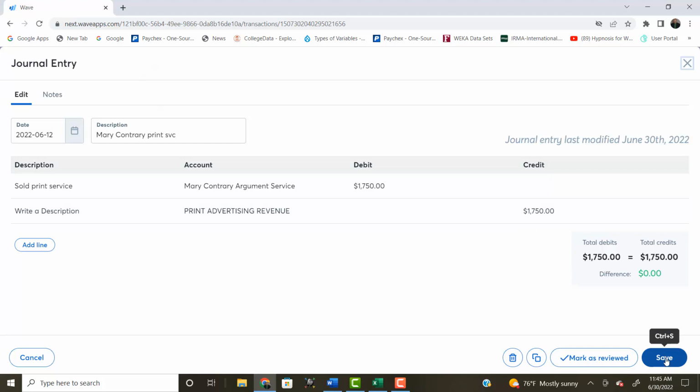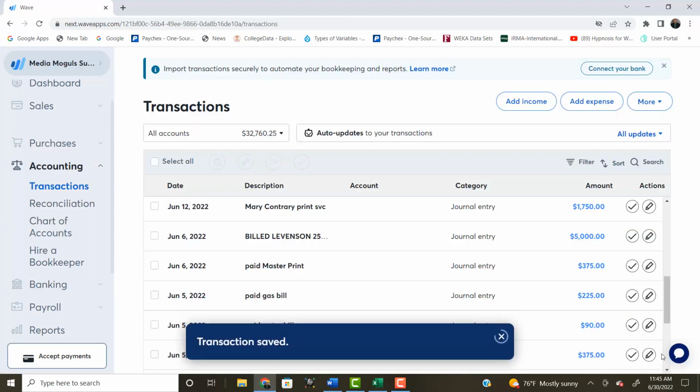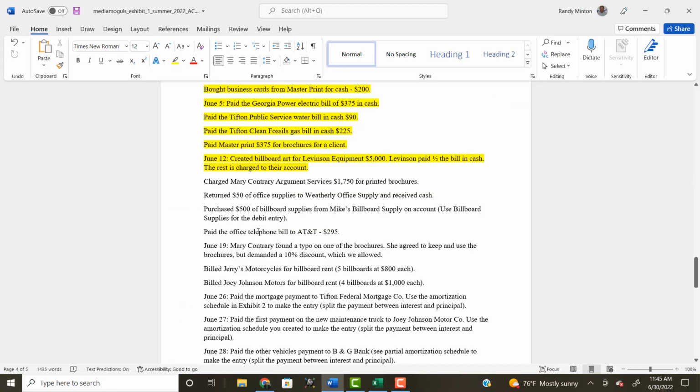And after you do that entry, you hit save. Make sure you're showing $17.50 on both sides. This is a revenue account. This is an accounts receivable or short-term asset. And again, go over and highlight it. Give it some highlighting color to let you know you've already done that transaction. You don't want to repeat it.